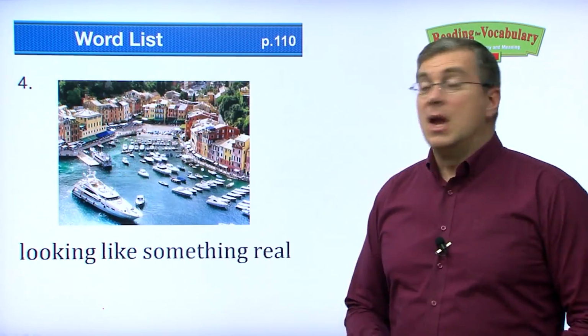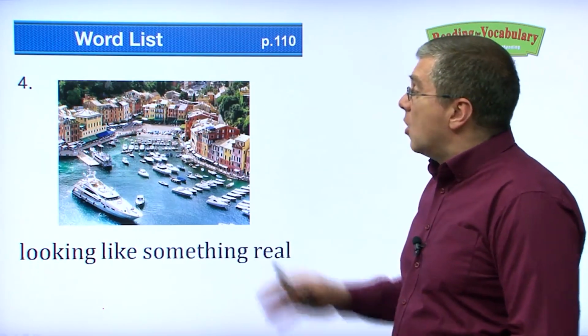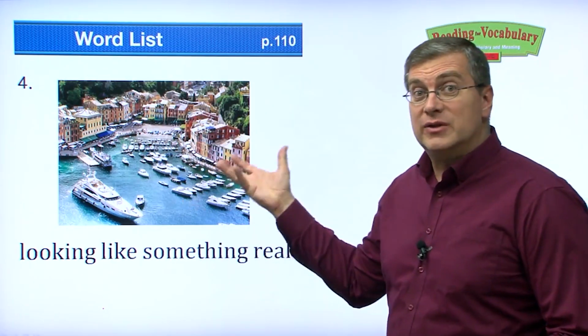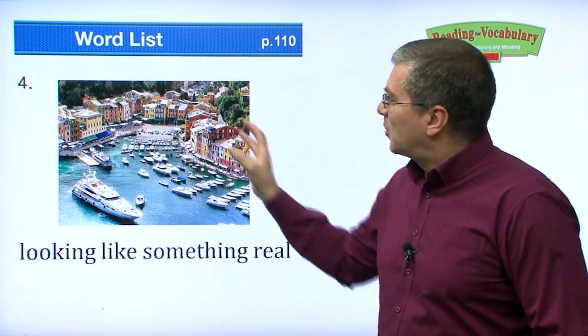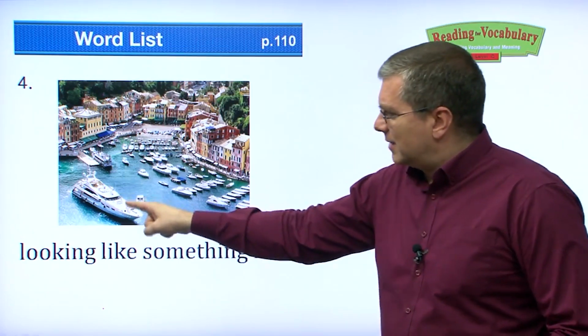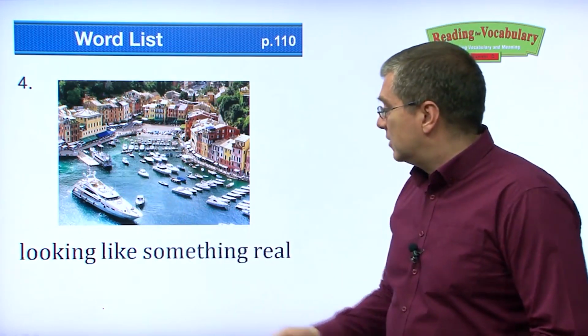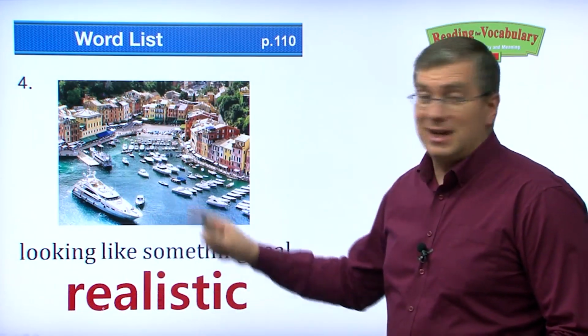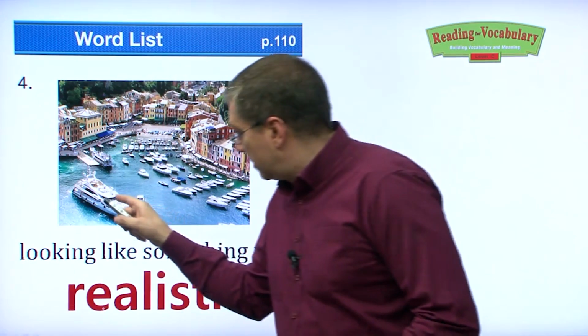Okay, next one. Now here we have a picture. When I first saw this picture, I'm like, wow, is that real? It looks so perfect, doesn't it? It's a perfect town. And then I looked at the boats and I'm like, what about this boat? Is that boat real? But yes, it is real. Looking like something real is realistic. It is realistic, and of course it is real, because there are boats like that.